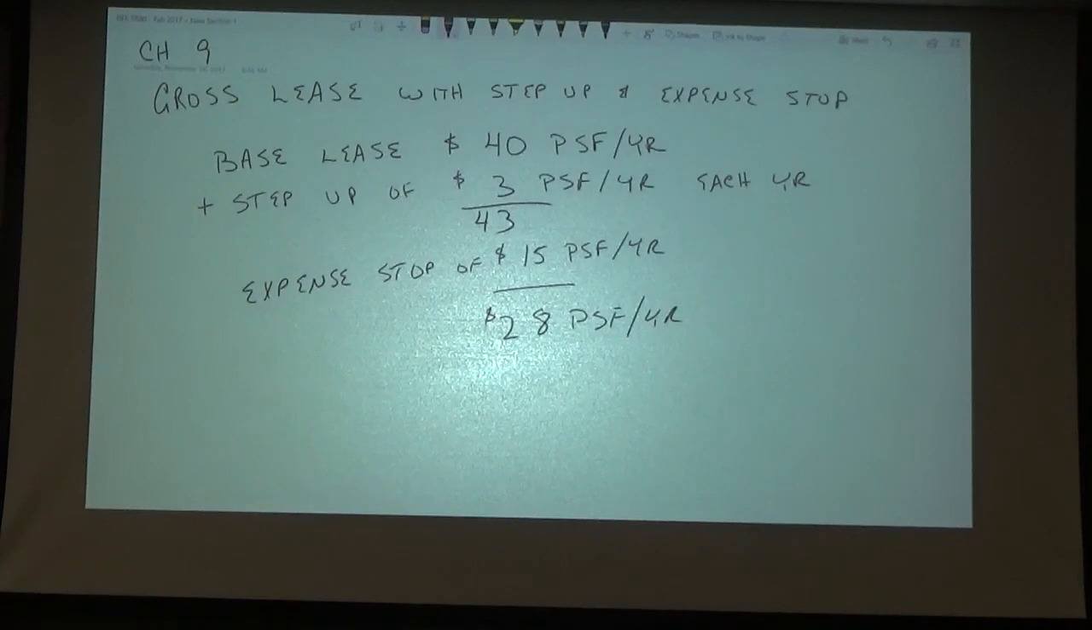So the $3 starts after year 1? Yes. So for year 1, it would just be 40 minus 15, but for year 2, it's going to be 40 plus the 3 minus the 15. For year 3, it'll be 40 plus 3 plus 3 minus the 15.